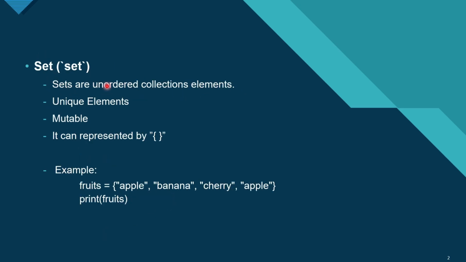Sets. Sets are unordered collections of elements. They maintain unique elements. Sets are mutable. They can change any values. They are represented by curly braces. In this example, fruits is a set variable name. Inside the curly braces are set items. In the set items, apple is a duplicated value. Since sets do not allow duplicated values, Python automatically removes the second apple.